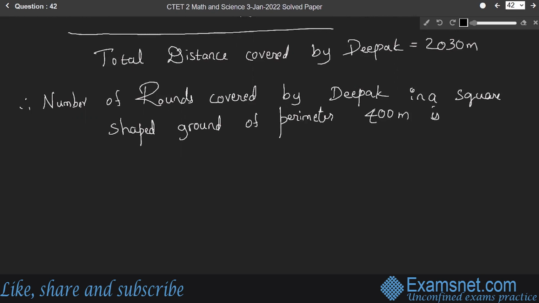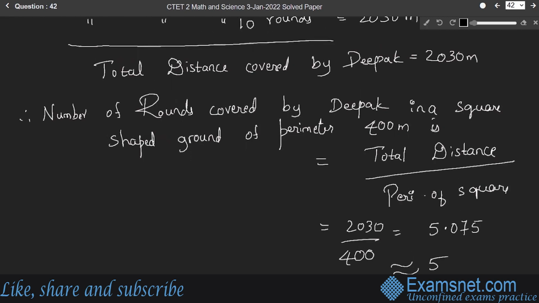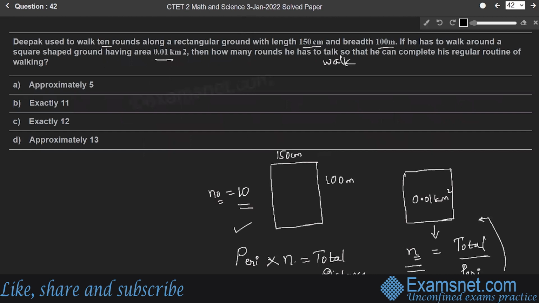is equal to total distance divided by perimeter of the square, which is 2030 divided by 400 is equal to 5.075, which is approximately equal to 5. So number of rounds covered by Deepak is approximately equal to 5. Hence option A is the right answer.